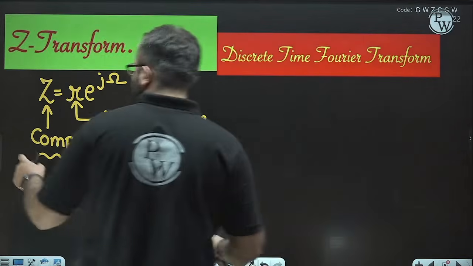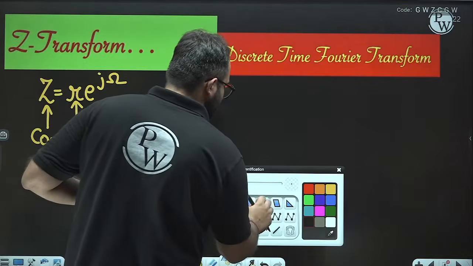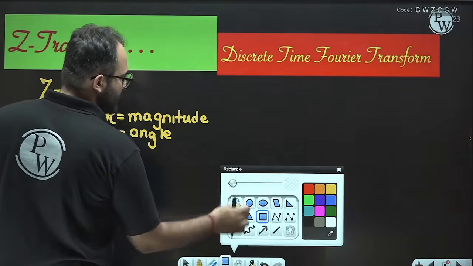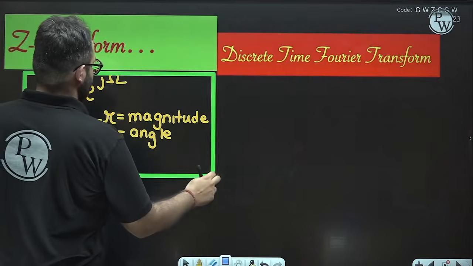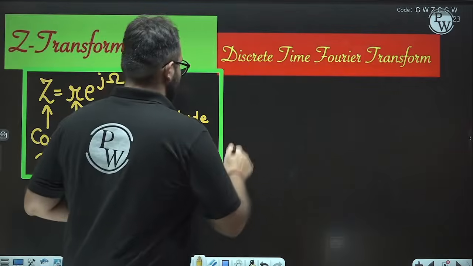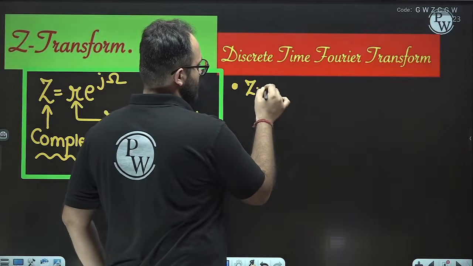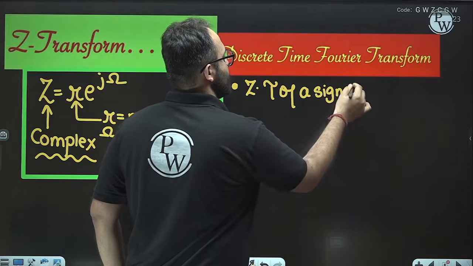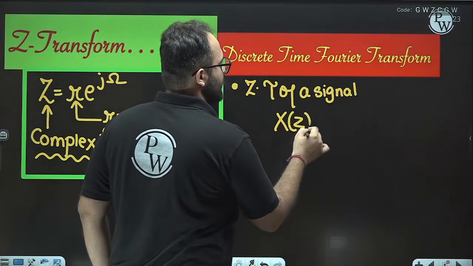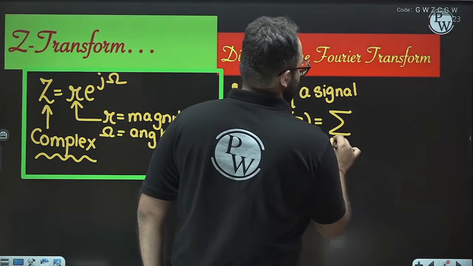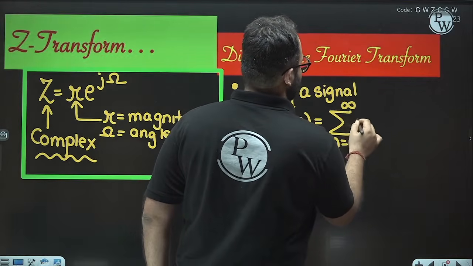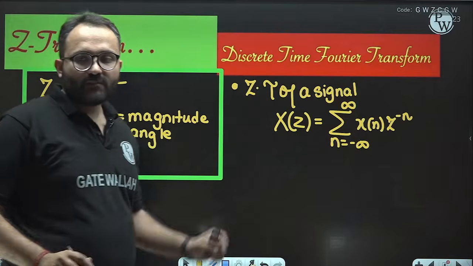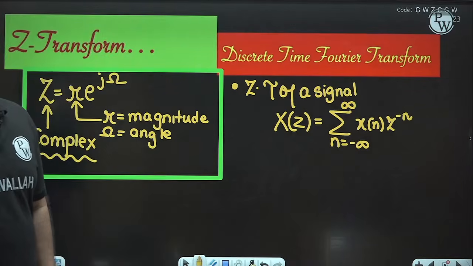How to find out the Z transform of any signal? To find the Z transform of a signal, it is represented by X(z) and it is written as summation n equals minus infinity to infinity x[n] z to power minus n. This is the formula for calculating the Z transform.